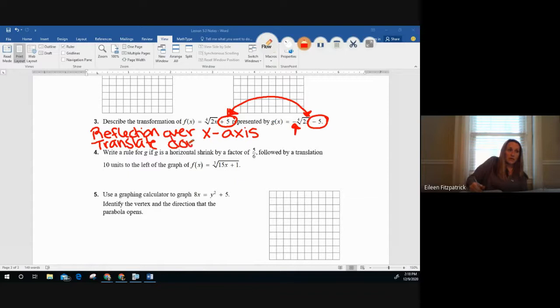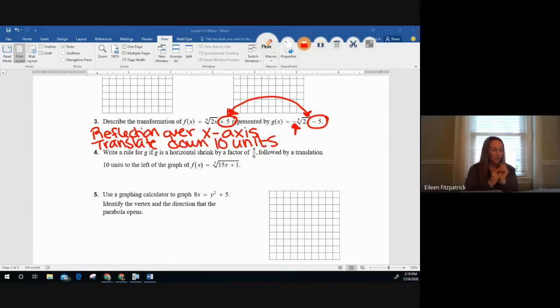Translate down 10 units. All right. The next one says write a rule for g if g is a horizontal shrink by a factor of 5/6. So I'm thinking automatically horizontal. That should be inside the parentheses with the x, and it should be the reciprocal. Okay. Followed by a translation 10 units to the left of the graph.